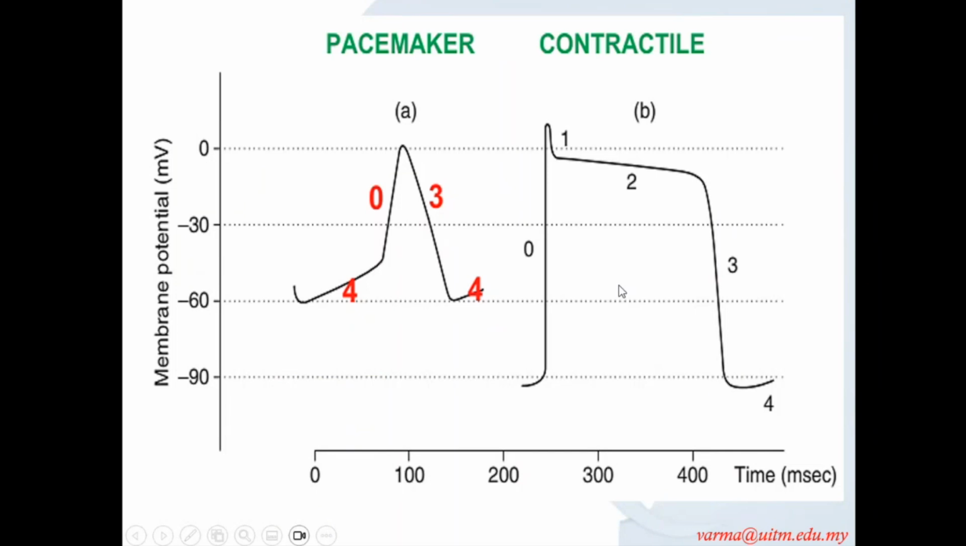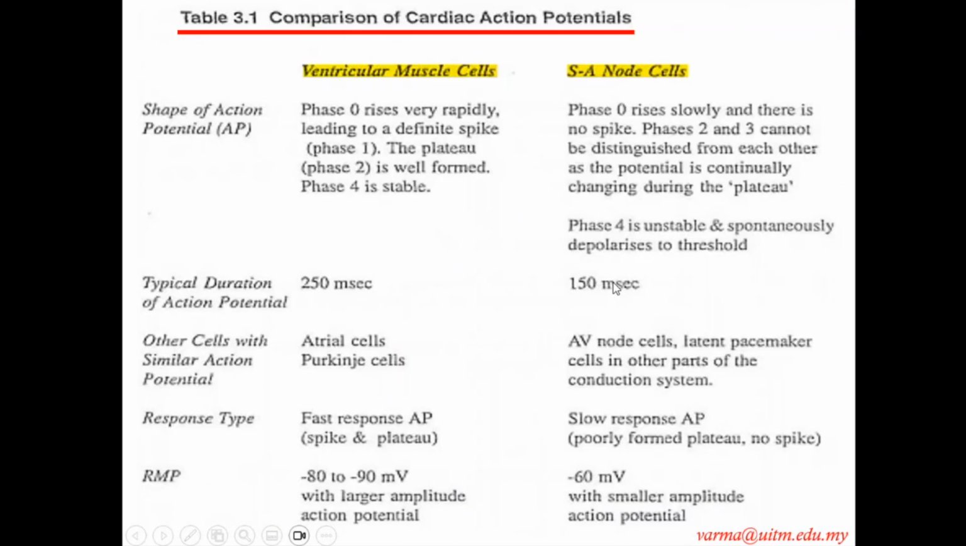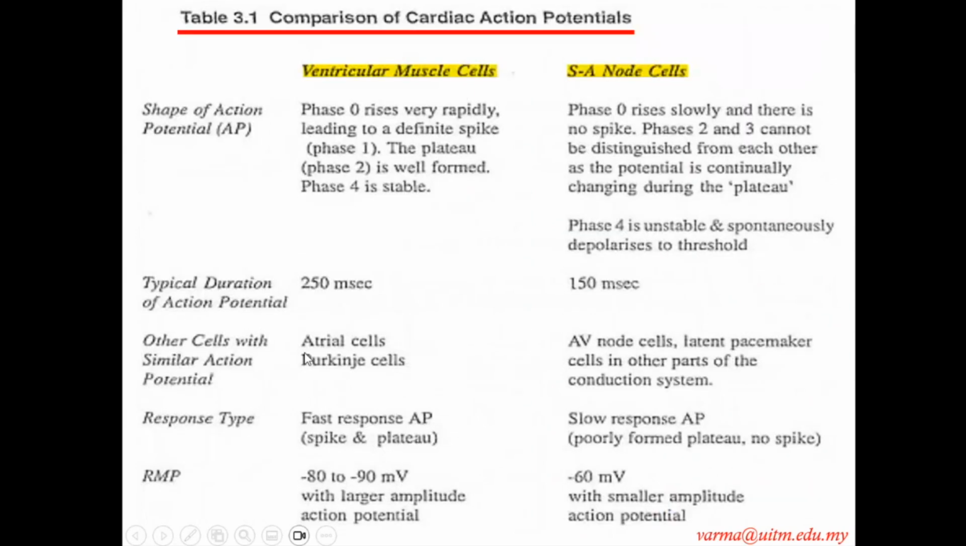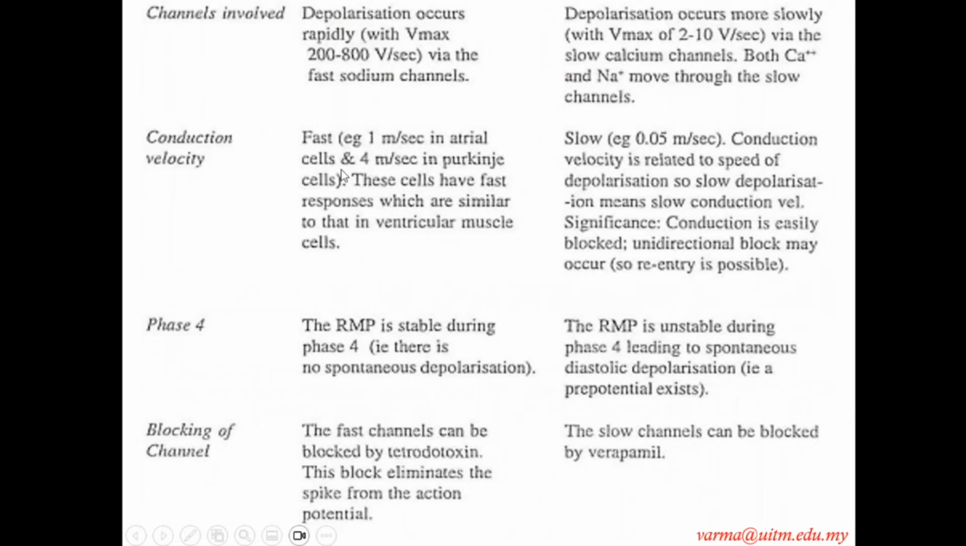I'm just showing it here. In Carey-Brandis, they actually have lengthy, extensive differences between ventricular muscle cells and SA node cells. Please read about it. They mention how they differ in duration, the way they are stimulated, the response, the resting membrane potential, how they block, and conduction velocity. Very good. Please go and read in Carey-Brandis.